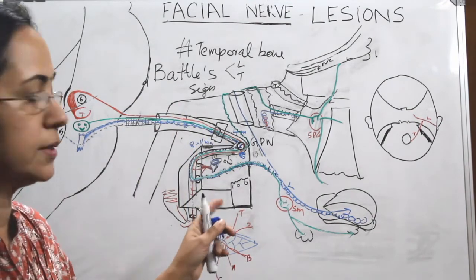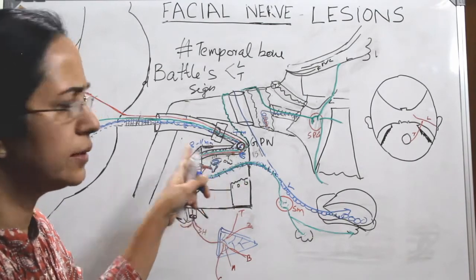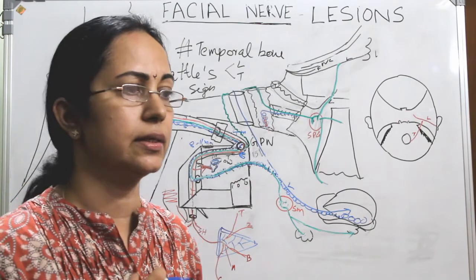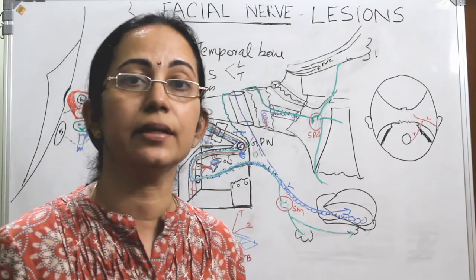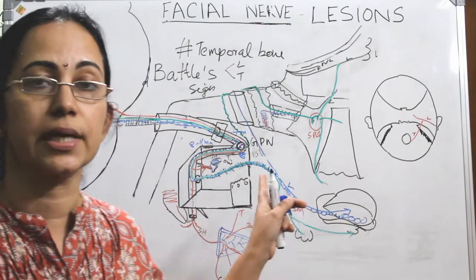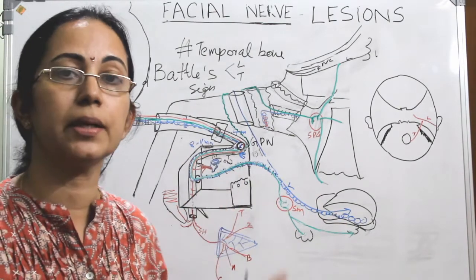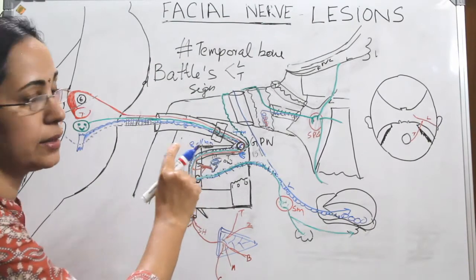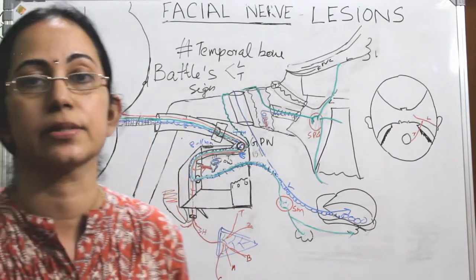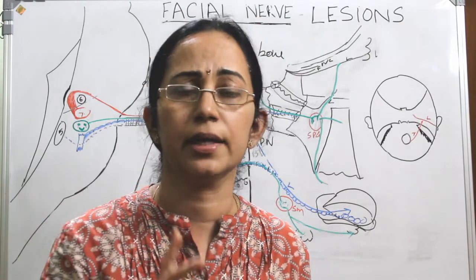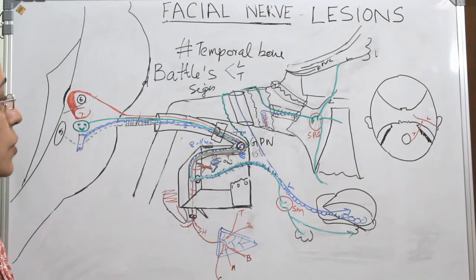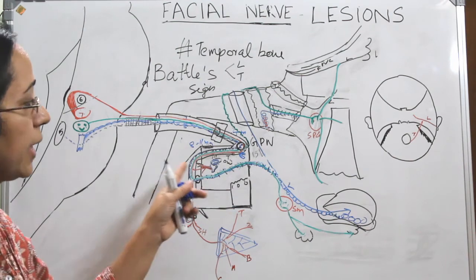Okay, and here this part of the bone over this part of the fallopian canal is easily fractured. It's very thin and it is easily fractured. So chance of injury of this tympanic part of the facial nerve is very common. Another one is that there is chance of bone dehiscence. One, that the bone is very thin, and second, there is chance of dehiscence of the facial canal.